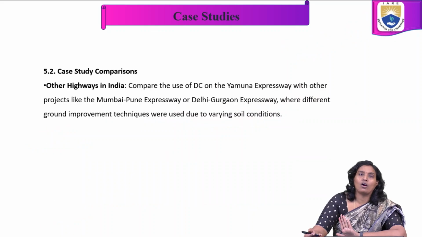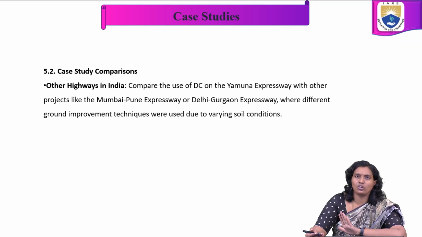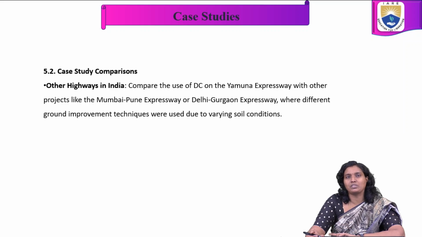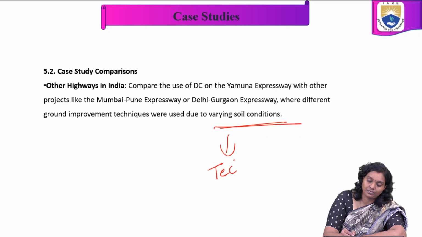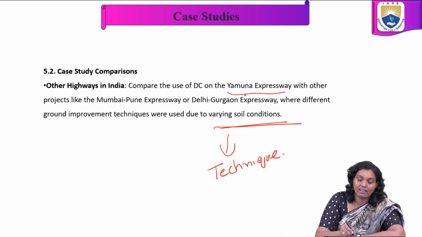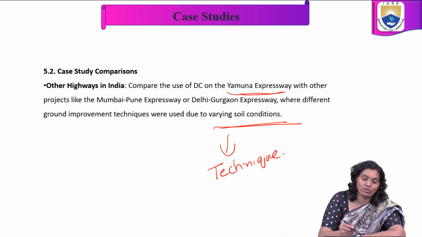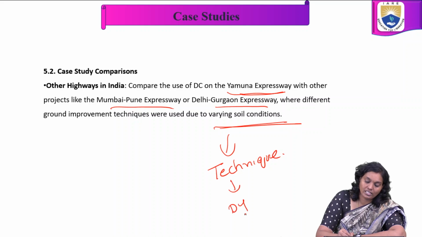In this case study on other highways in India, compare the use of dynamic compaction on the Yamuna Expressway with other projects like the Mumbai-Pune Expressway or Delhi-Gurgaon Expressway, where different ground improvement techniques were used due to varying soil conditions. It depends upon the soil conditions for choosing the technique. The Yamuna Expressway has its own kind of soil condition when compared to the other expressways. That's why we chose the dynamic compaction technique on this particular expressway.